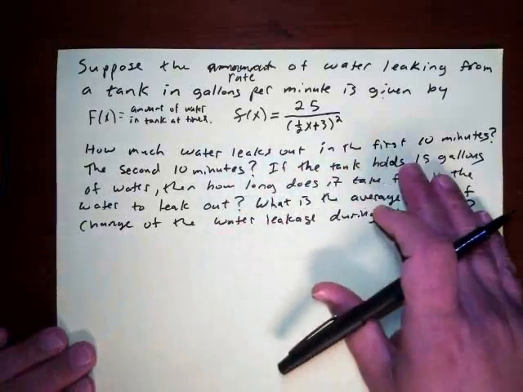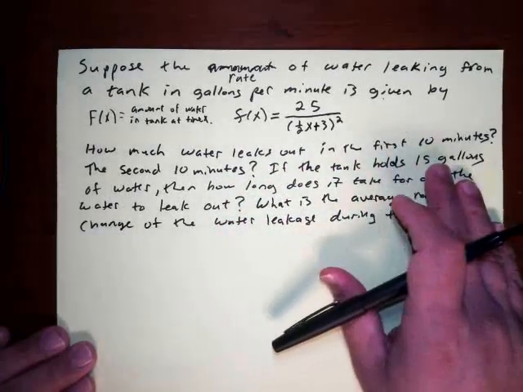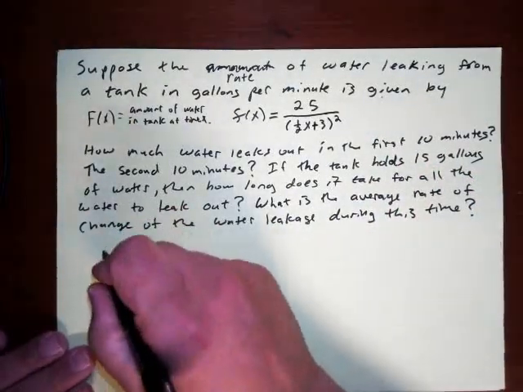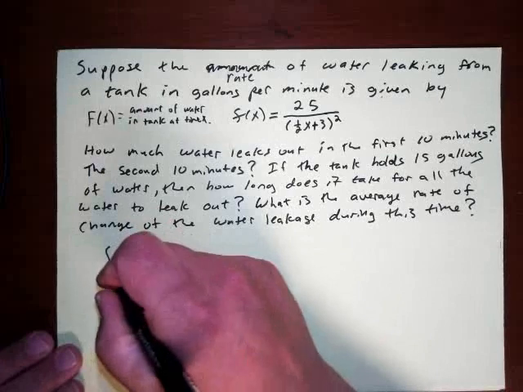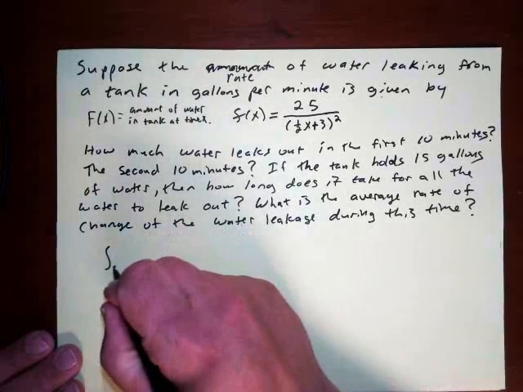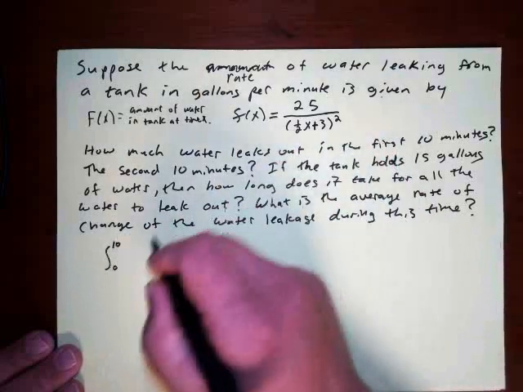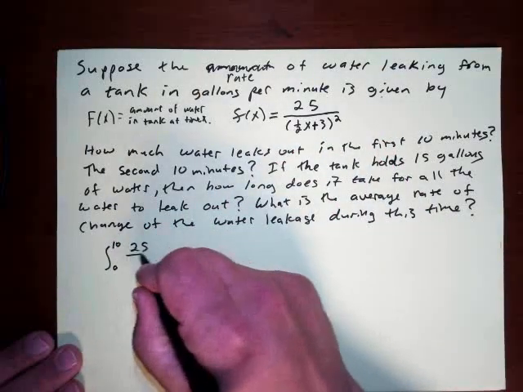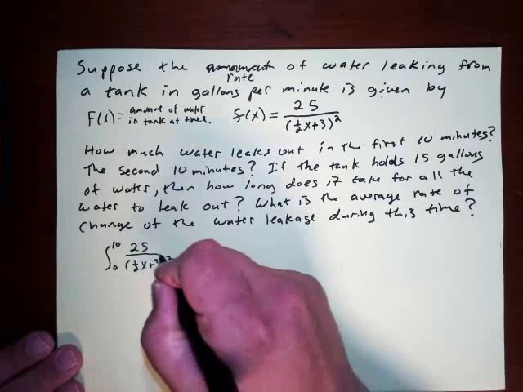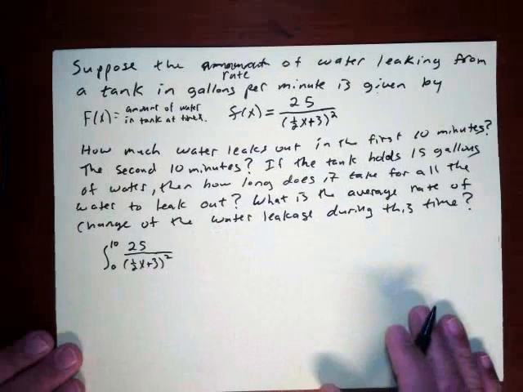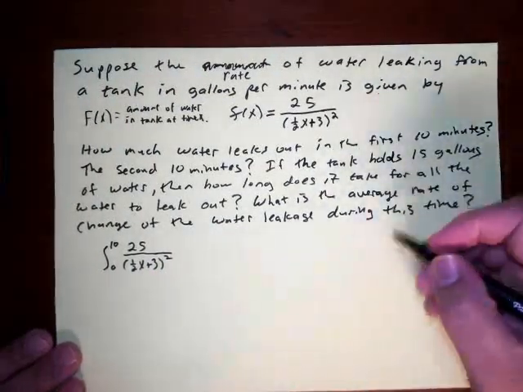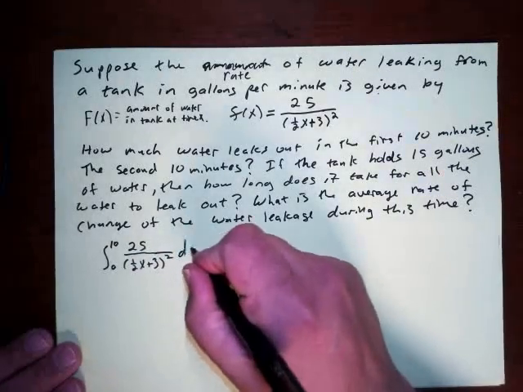Okay, and if I want to find the total amount of water, how much water leaks out in the first 10 minutes, that is a definite integral. That would be the integral from 0 to 10 of the rate of change, 25 over (1/2 x plus 3) squared. So this would involve a u substitution.